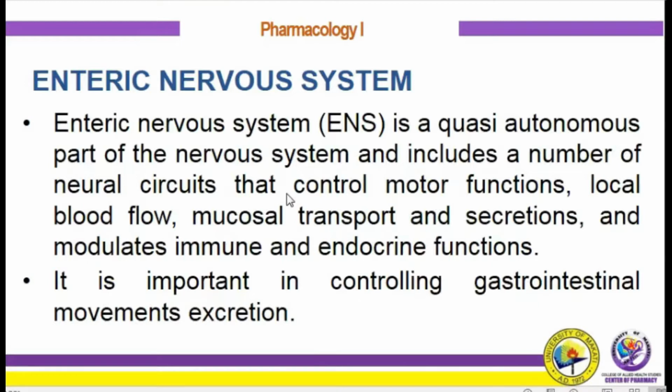Bakit second brain? Dahil ang ENS ay kayang mag-endorse ng functional activities autonomously or independently, and it can also communicate to the central nervous system through parasympathetic and sympathetic nervous system. So meaning, ang enteric nervous system is also influenced by the central nervous system. It is also important in controlling gastrointestinal movements and excretion.